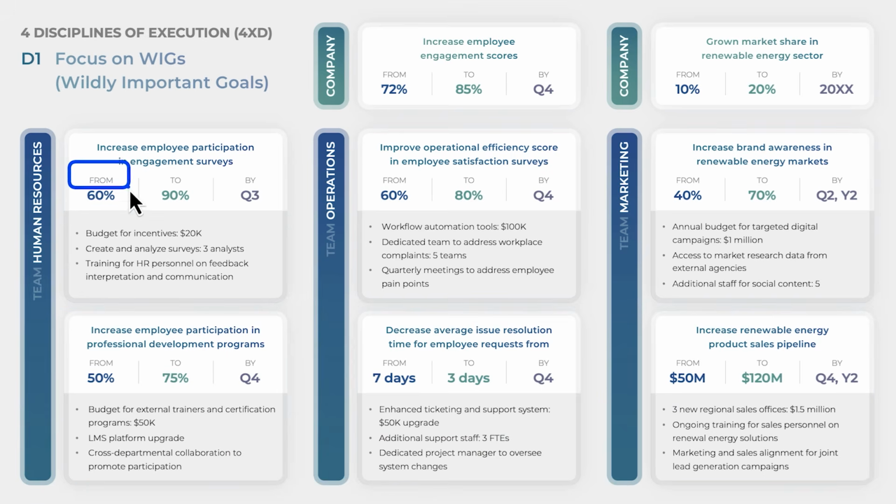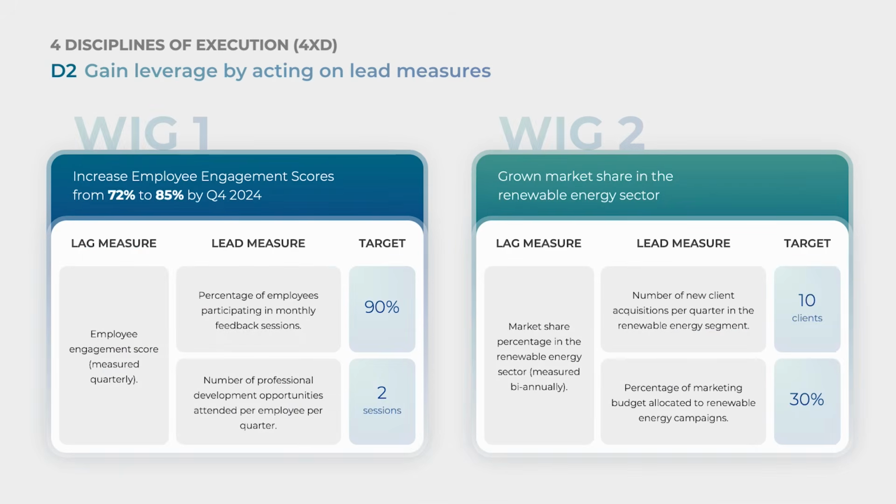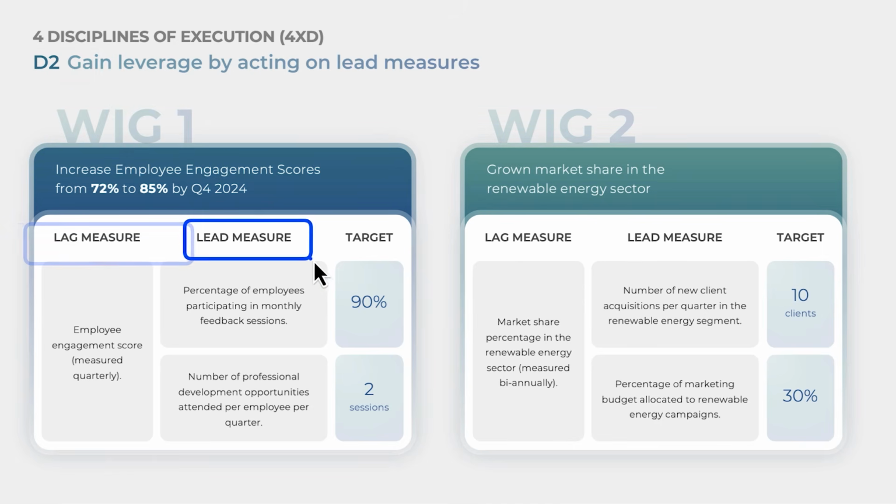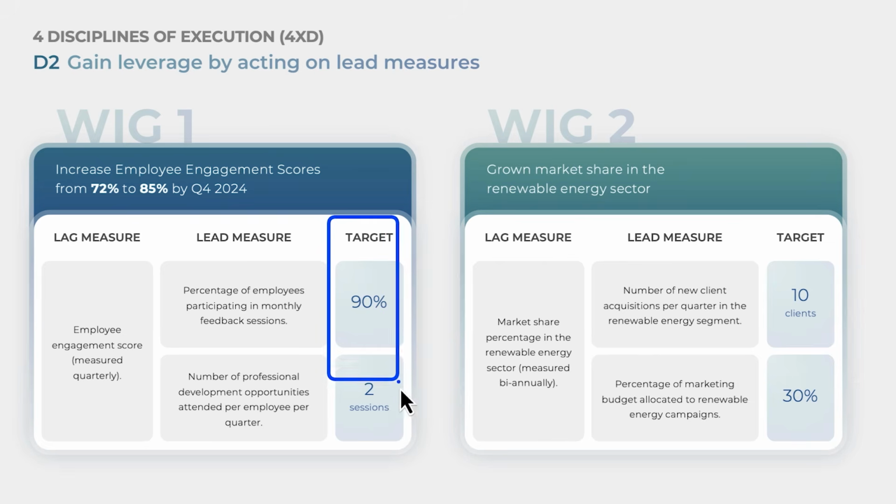Each goal specifies the before and after metrics and the deadline. And below each goal, you can also add details on what resources are needed to support or finance the goal. Now for discipline 2, you should break down each WIG into lag measures and lead measures, and customize the target outcome metrics so that there's always a goalpost to measure progress against.